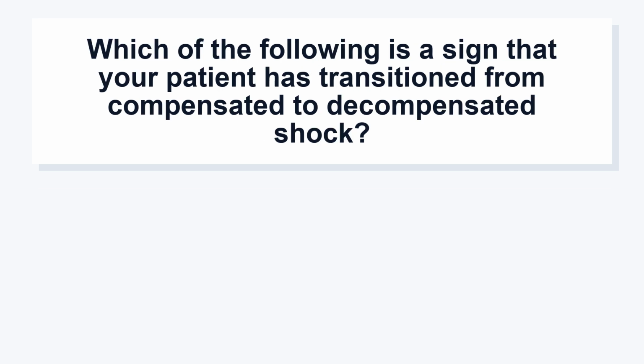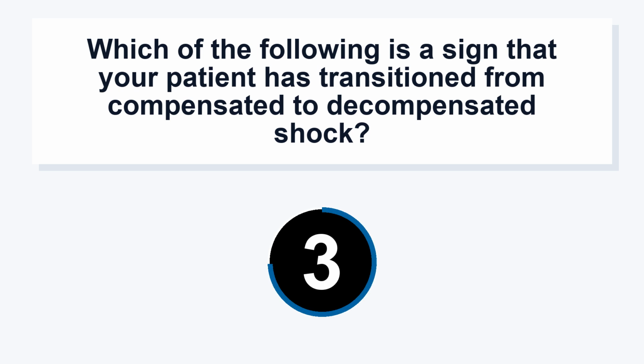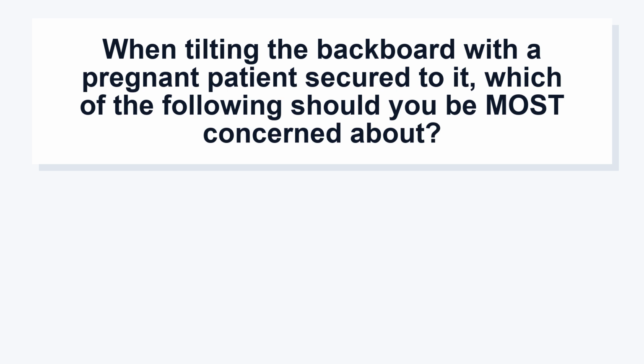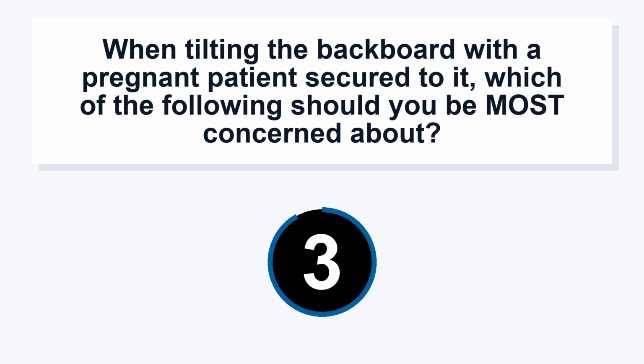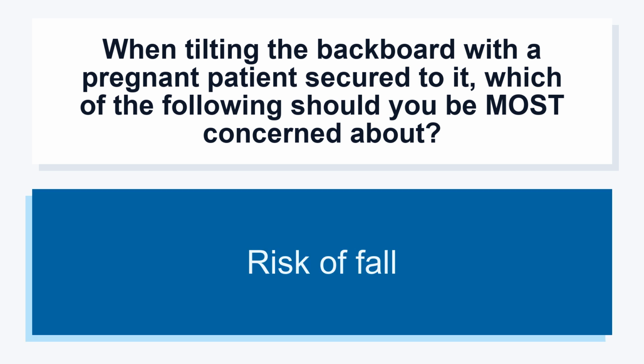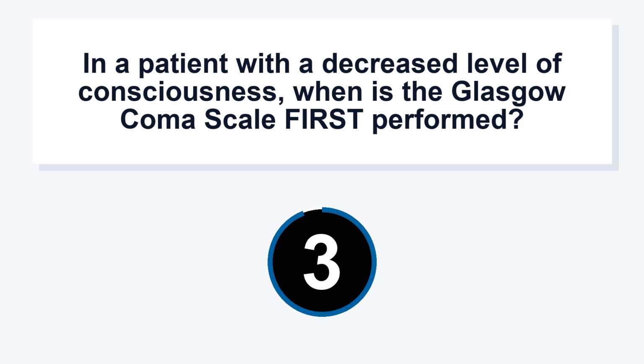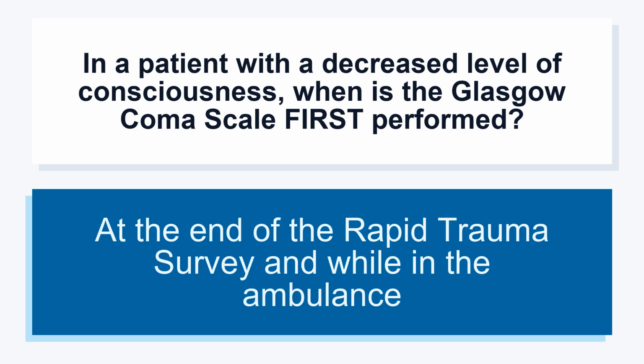Which of the following is a sign that your patient has transitioned from compensated to decompensated shock? Hypotension. When tilting the backboard with a pregnant patient secured to it, which of the following should you be most concerned about? Risk of fall. In a patient with a decreased level of consciousness, when is the Glasgow Coma Scale first performed? At the end of the rapid trauma survey and while in the ambulance.